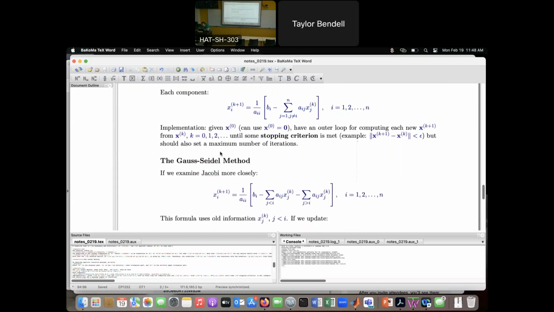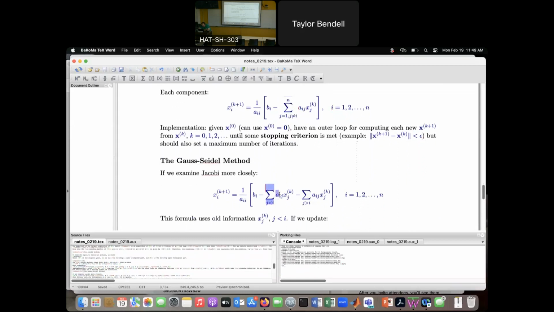Next method is closely related, called the Gauss-Seidel method. I'm going to use the Jacobi method as a starting point, but this time I'm going to write it out a little differently. Because in this description of the Jacobi method up here, I have a sum over all j not equal to i, counting all the off-diagonal entries in each row. But now I'm going to break that sum up. Now I have a sum over all j less than i, then all j greater than i.